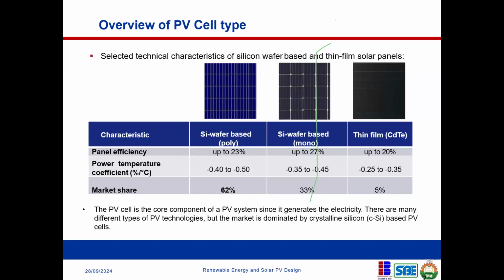So it's important that when you look at the nameplate or the technical details of a solar module, you will see all of these things. They are all stated there. In terms of temperature coefficient, thin film has a higher tolerance for higher temperature compared to mono and poly. But of course, thin film is not very popular. It has a very low share of the market.